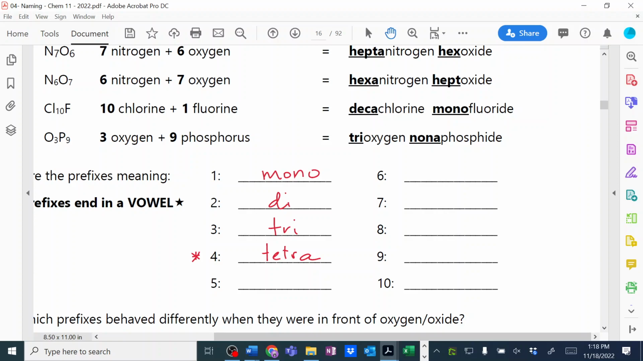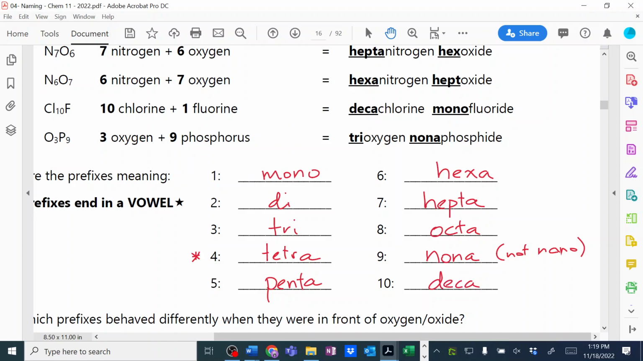What is 5? Penta. 6, hexa. 7, hepta, 8, octa, 9 is nona, not nano. Okay, I do get people, they're like, nano, because we learned nano, but it's not nano. And then 10 is deca.